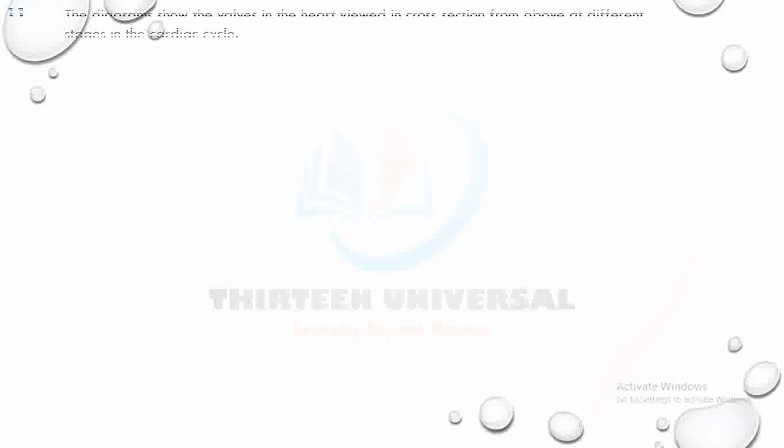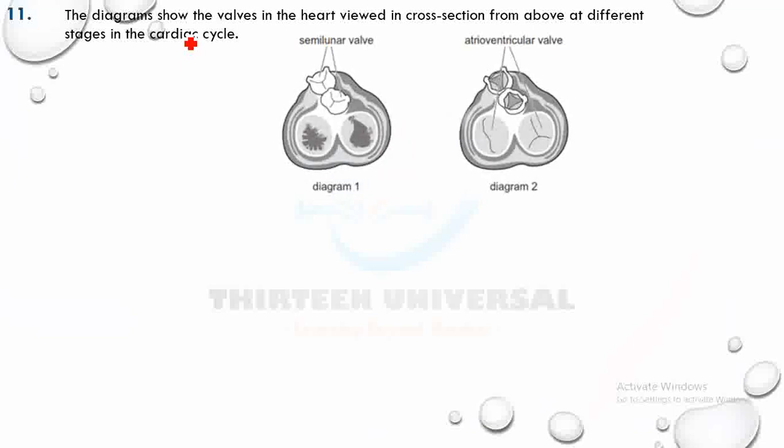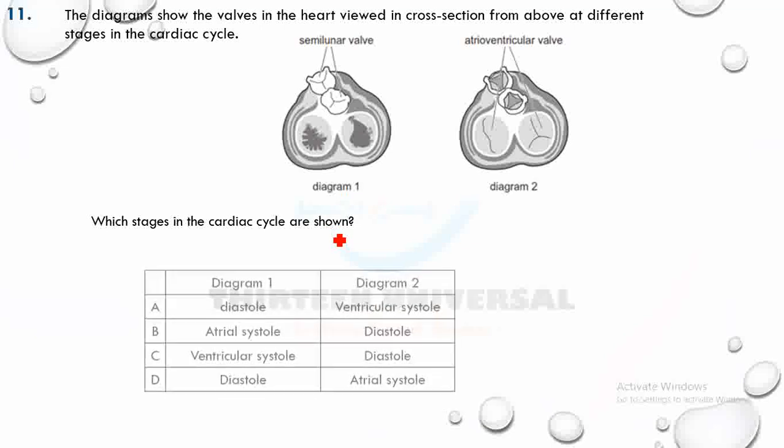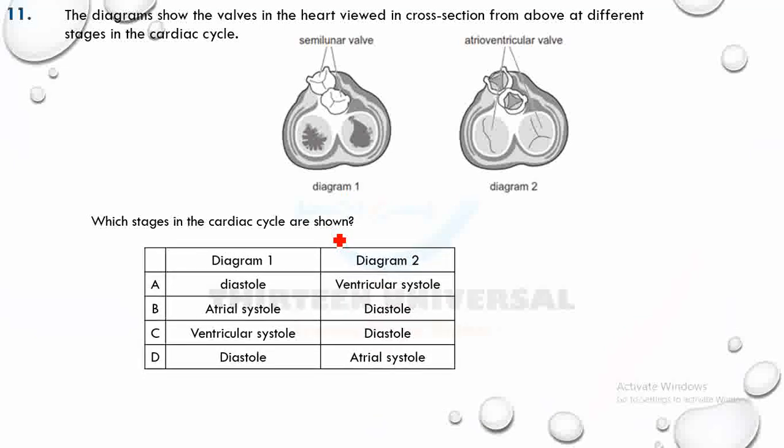So that's it, guys. The diagram shows the valves in the heart viewed in cross section from above at different stages in the cardiac cycle. This is cross section. This is semilunar valve, you can see the atrioventricular valves. So which stages in the cardiac cycle are shown? Now pause the video and see how far you can solve this puzzle.